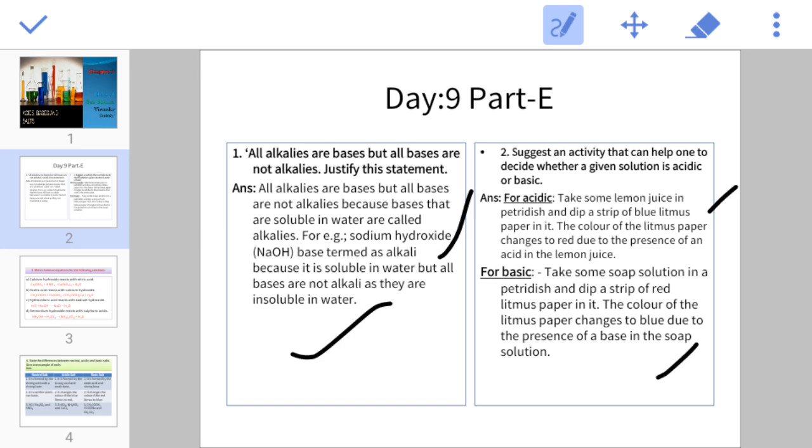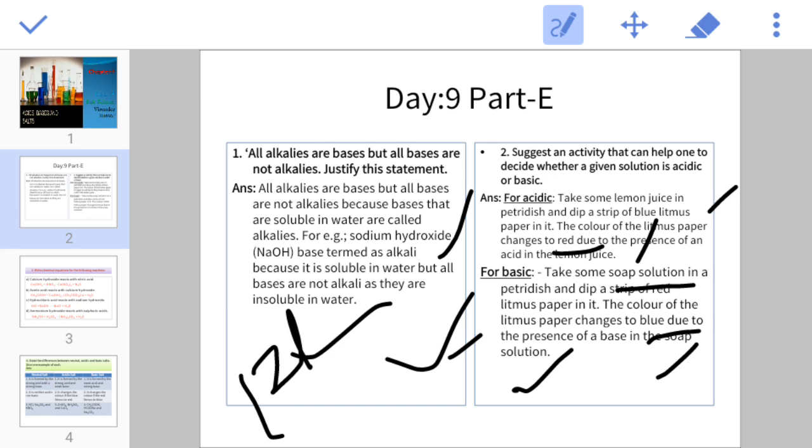So take a lemon juice in a petri dish and dip a strip of blue litmus paper in it. We are using here a blue litmus paper. We know that blue litmus paper is converted into red and it shows the presence of acid in the lemon juice. For basic we are taking here a soap solution and dip a strip of red litmus paper, and this red litmus paper is converted into blue one, and this shows that there is a presence of base in the soap solution.